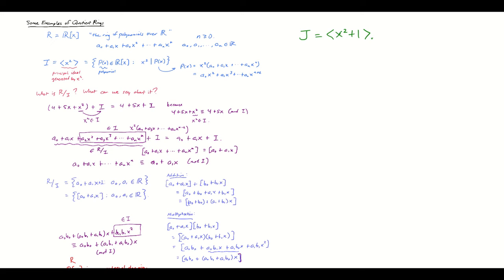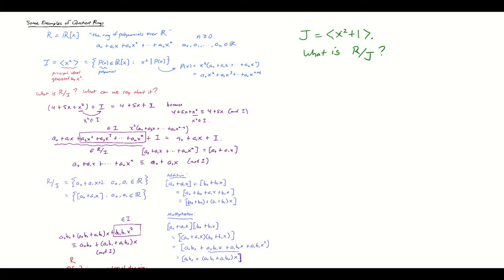Okay, different game now. Well, or is it really? I mean, it's possible that by modding out by x squared plus 1, I mean, x squared plus 1 is not so different from x squared. Maybe modding out by x squared plus 1 gives me a quotient ring with exactly the same structure. But I don't know yet, so we're going to investigate. So we're going to ask, what is R mod J? So this time we're modding out by J.